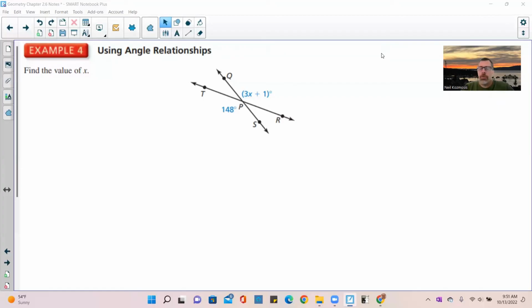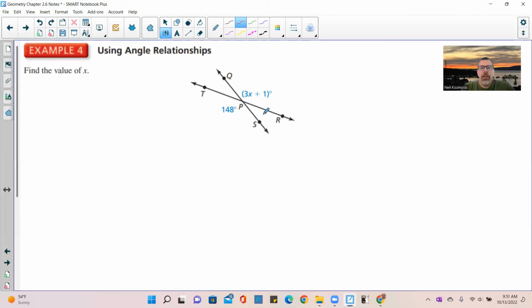A lot of students, when we start doing logic and proofs, ask why we are doing this. Well, theorems are created because you have to prove things in order to state that they are the case for all cases. If you don't do that, then we can't do these problems in geometry or algebra. So for example, number 4 says, using angle relationships, find the value of x.